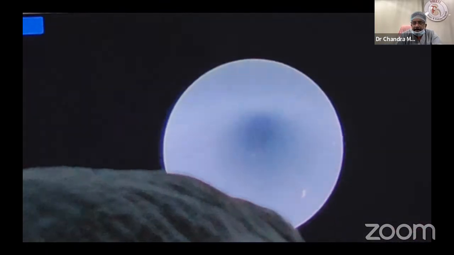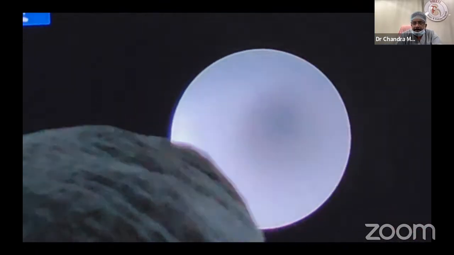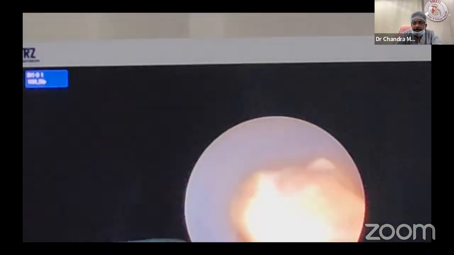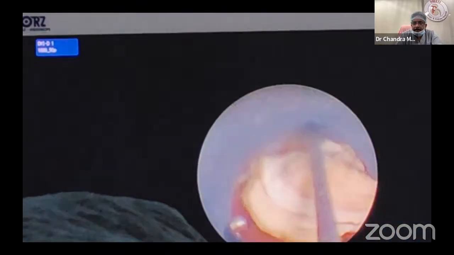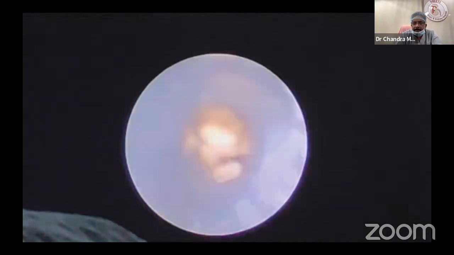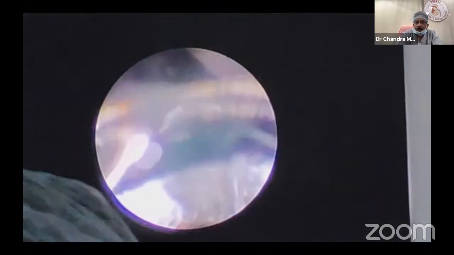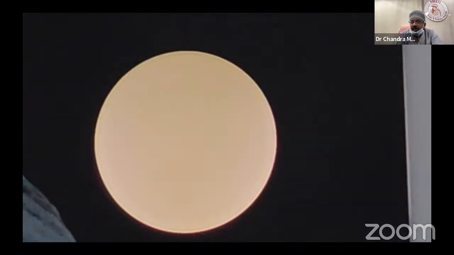Always in children, you have to remember that you have to send the stone for analysis. Don't miss the stones. Here, up to this level, it appeared that I am struggling, but it took only 14 minutes. Most important is to have patience.